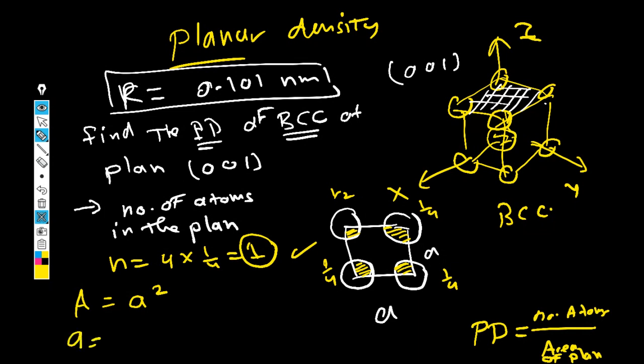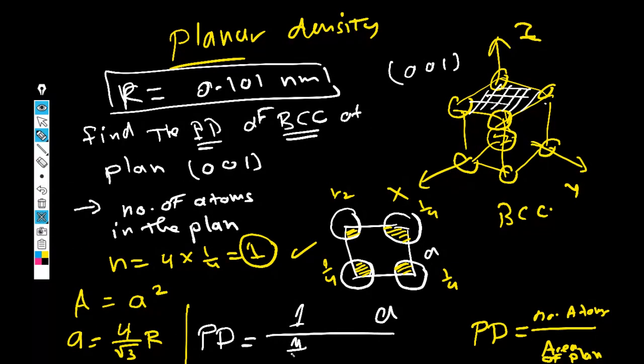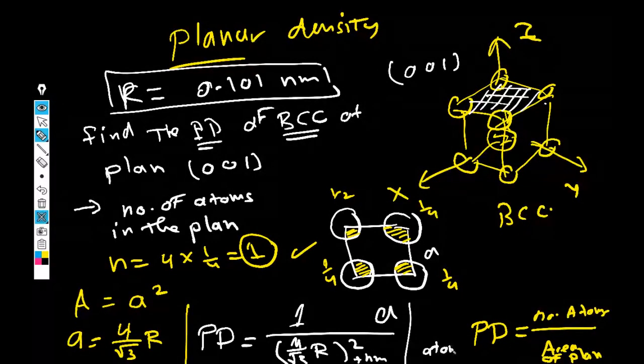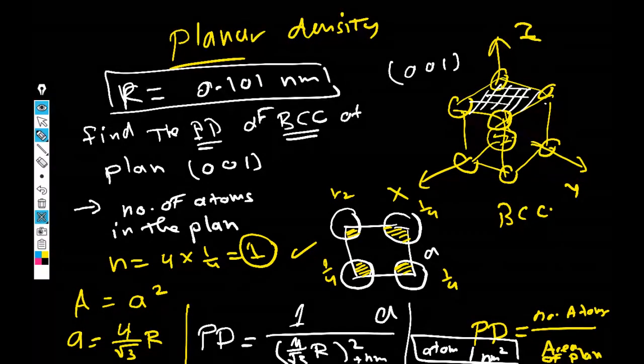As I promised all of you, I will give you the relation for the 4 cases I've done. A is 4 divided by root 3 R. I think everything is given now. We can say planar density for that plane is equal to 1 atom, because we have 1, divided by A squared, 4 over root 3 R all squared. What is the unit here? Can someone tell me what the unit will be, guys? If this is in nanometer, it will be atoms per nanometer squared. Excellent. You get it in that way.